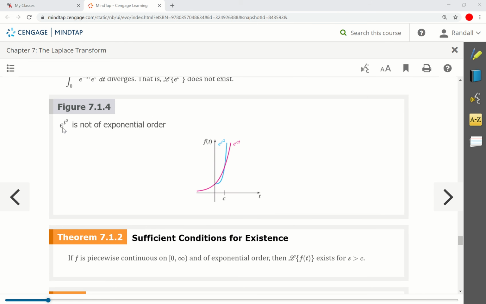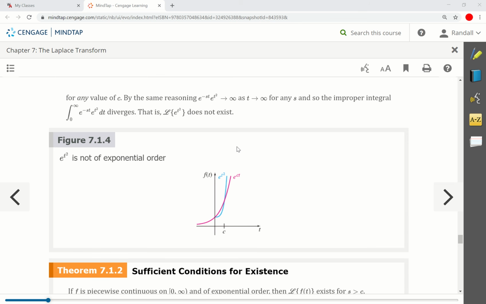And then one of the things that we see that's not going to be of exponential order would be e to the t squared. So e to the t squared is not of exponential order. It would not be possible to find some capital T, some c, and some m greater than 0 such that this exponential term would ever be less than e to the t squared. So here's an example of one particular type of function that is not of exponential order.